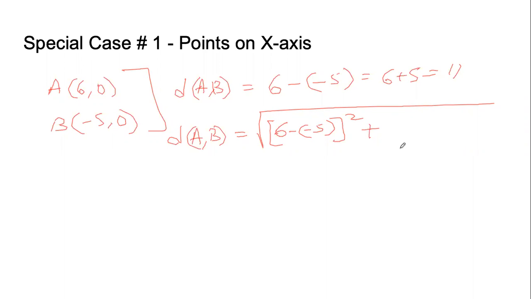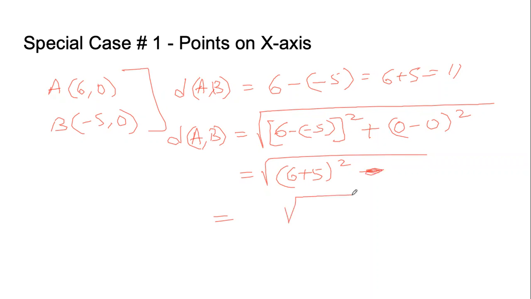What will I write next? What minus what ka square? 0 minus 0 whole square. Yes, correct. 0 minus 0 square. Right? So 6 plus 5 ka square plus 0, leave it then. Right? Then square root 11 square, that is 11.